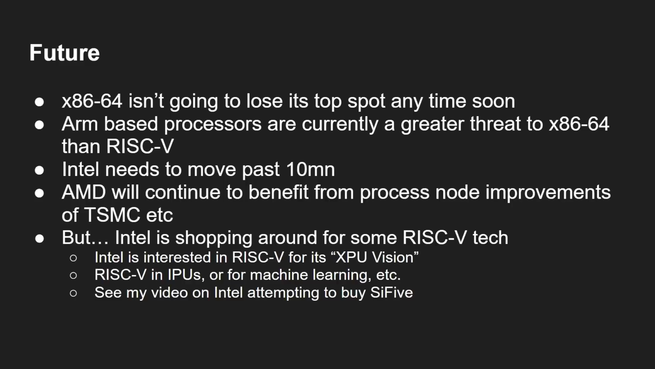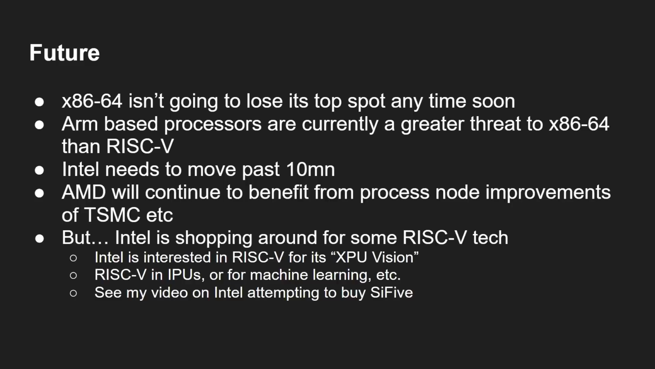But as we know, Intel is shopping around for some RISC-V tech. Intel is interested in RISC-V for its XPU vision. The X there standing for whatever letter you want to put in: CPU, GPU, DPU, IPU, NPU, whatever it is. And RISC-V for IPUs for machine learning could be a benefit, rather than trying to take, like Intel did, the Pentium core and clock it down to 30 megahertz and turn that into a microcontroller.